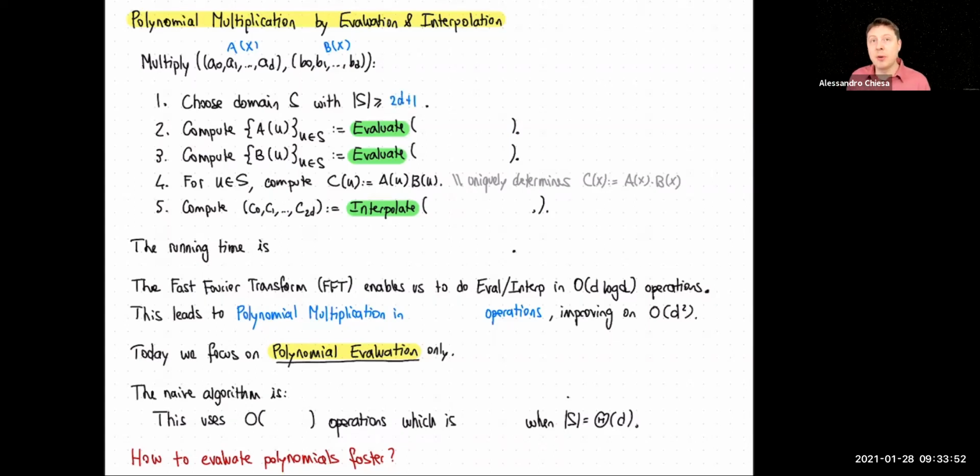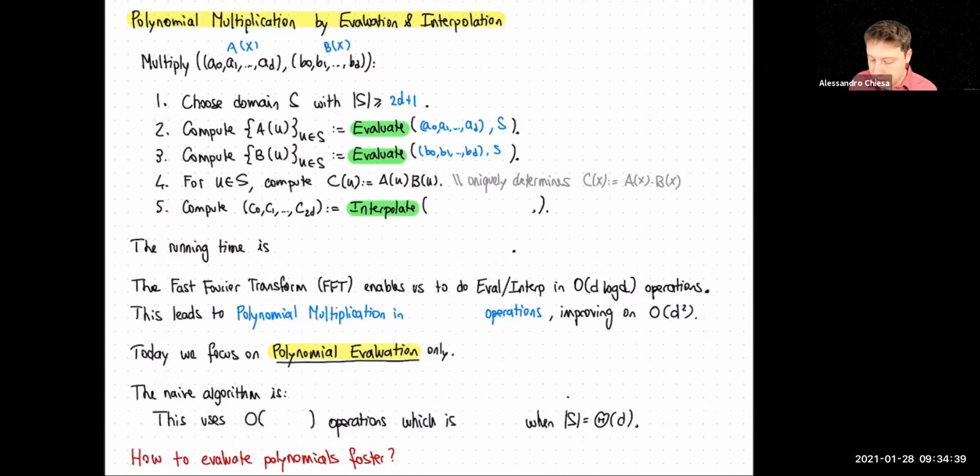Then we're going to have some evaluate subroutine that will take our polynomial as coefficients, and it will evaluate it on the set S. And what will come out is the evaluations of A on S. Then we're going to do the same with B. Okay, and what's going to come out is the evaluations over S of B. Now that we have the evaluations of A and B, we can pointwise multiply to get the evaluations of C, right?